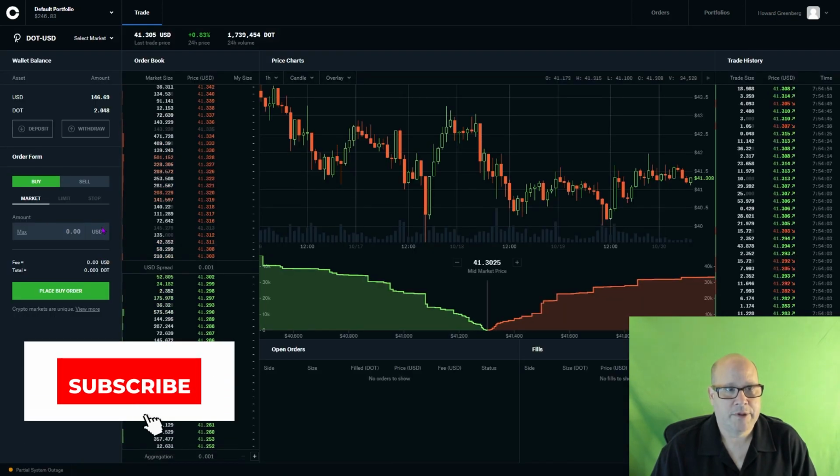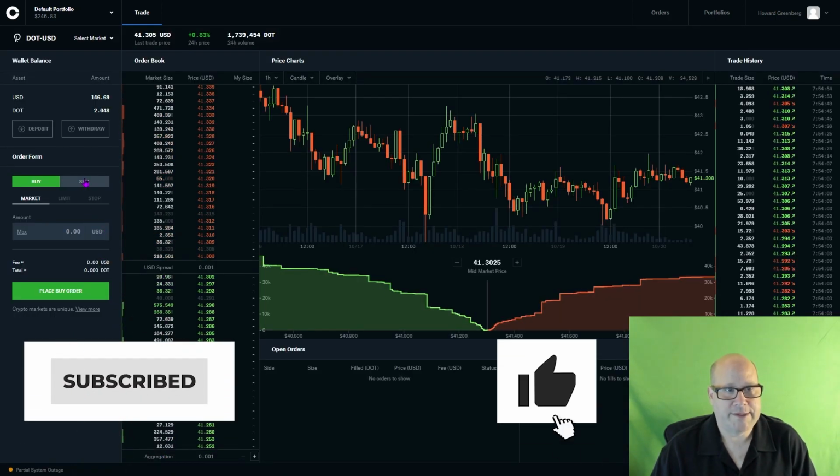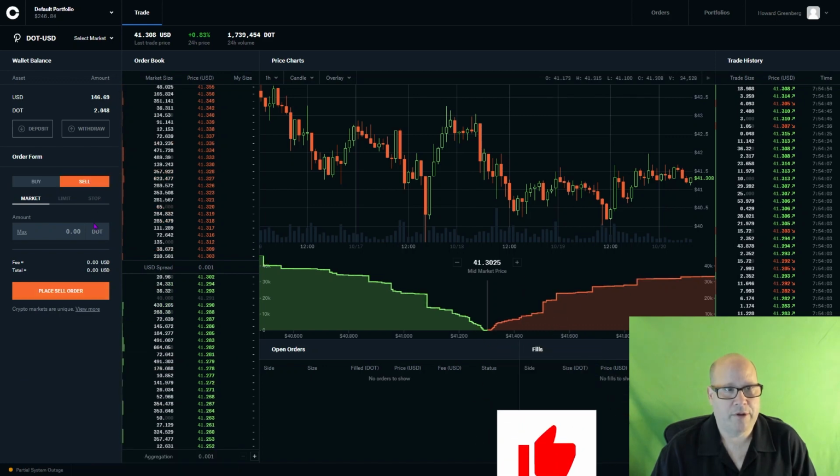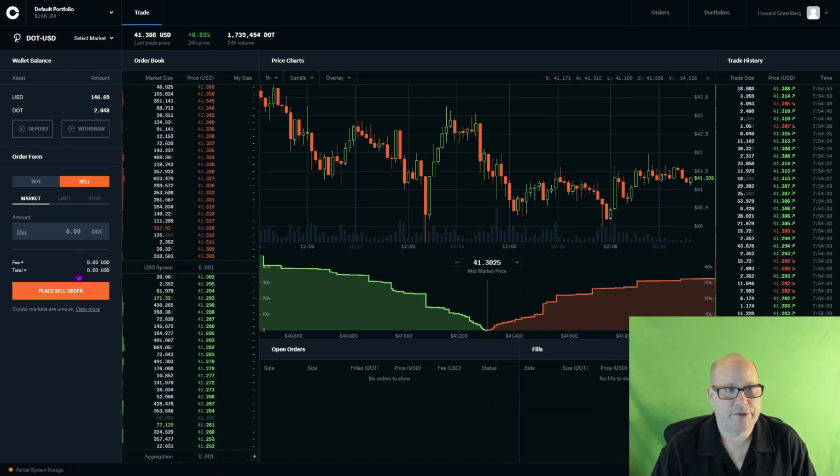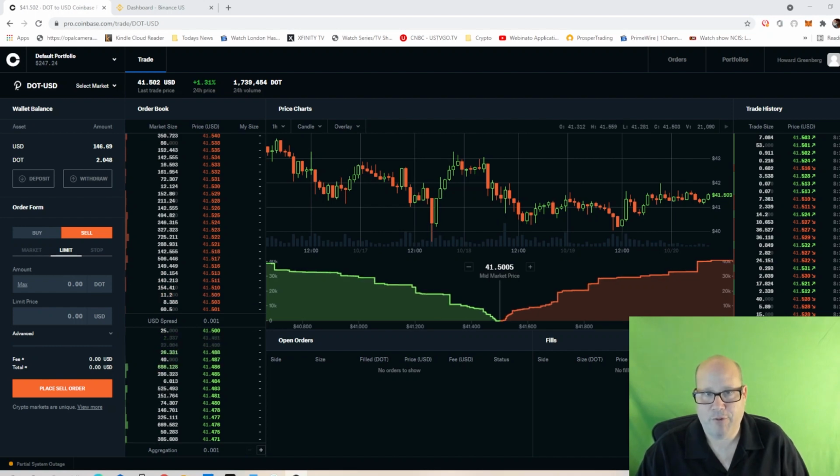Now from that, we're looking to sell, so I'm going to put on the sell side, so everything is in red. Right now it's trading at $41.50 or so, and I want to do a limit order. A limit order means I'm looking to sell this at a price higher than it's currently trading at. So let's take a look.